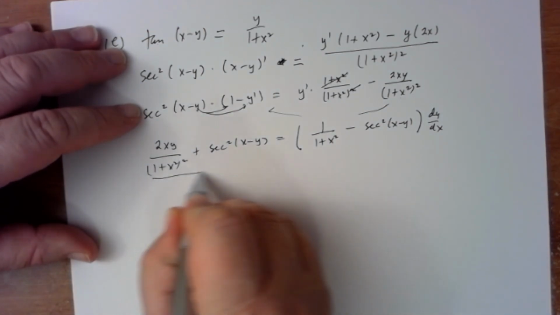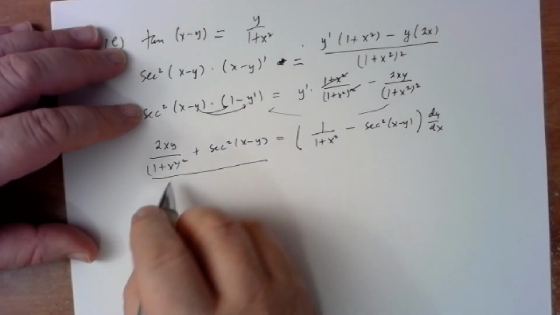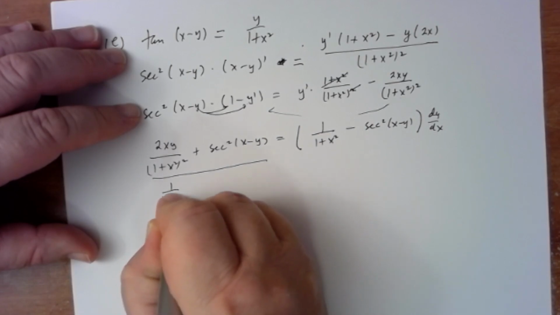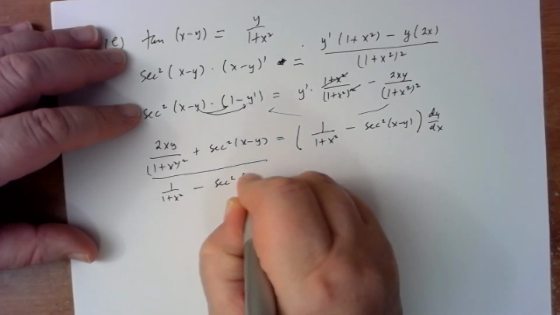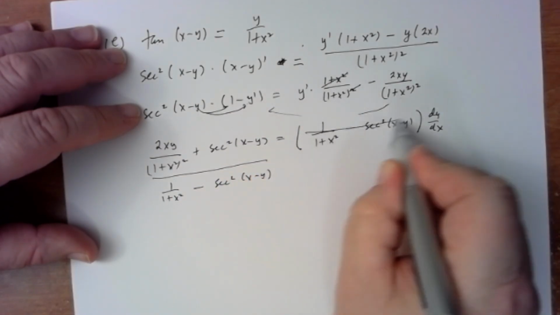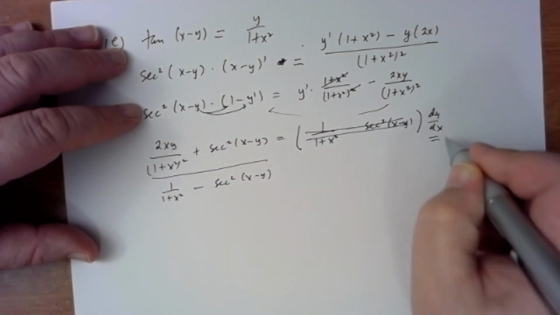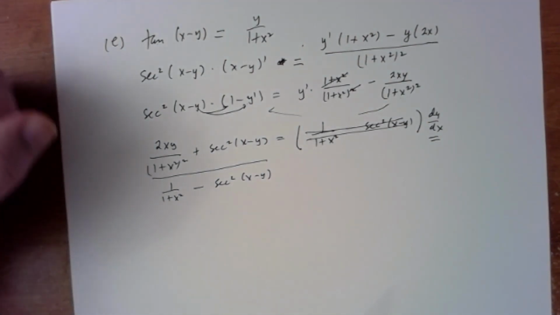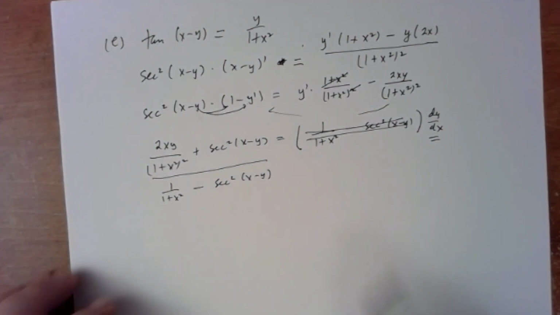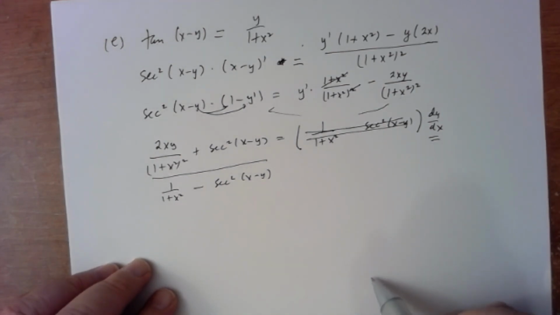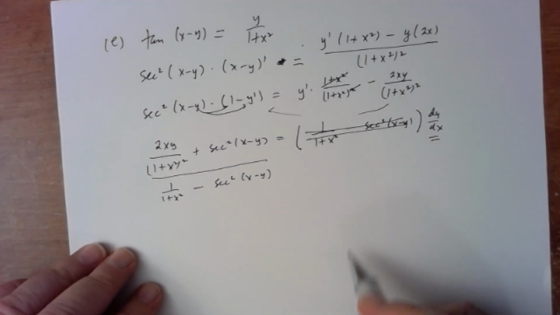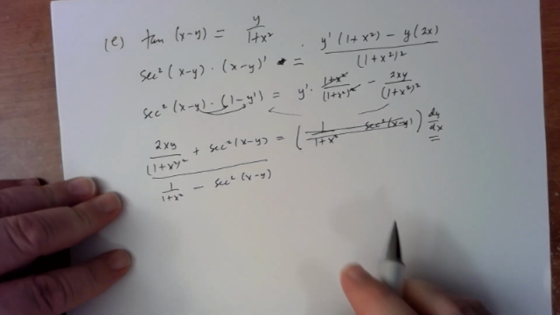So we just divide the whole thing by this 1 over 1 plus x squared minus secant squared x minus y. Good. That's gone now. And now this is dy over dx. I know that was sloppy. But yeah, we're kind of running a little short on time, so didn't want to get too carried away there.